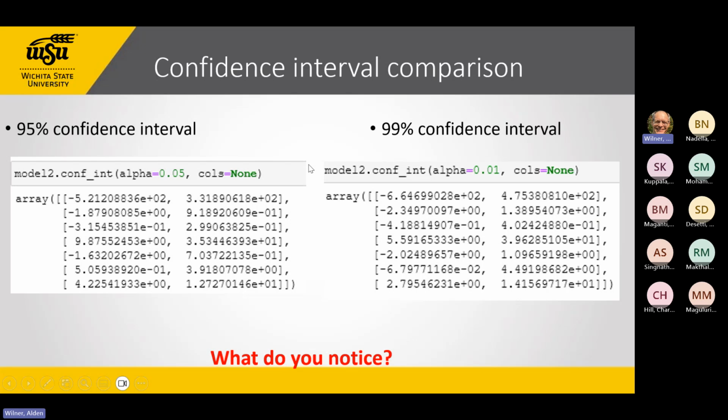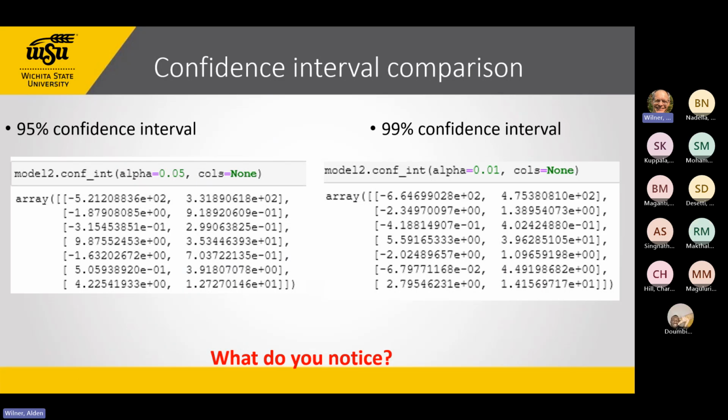But of course, if we demand a 99% confidence interval, it's going to be broader. There's going to be a smaller rejection region for the null hypothesis. So we go from minus 660 to 475. Makes sense? Yes. So everything is wider.